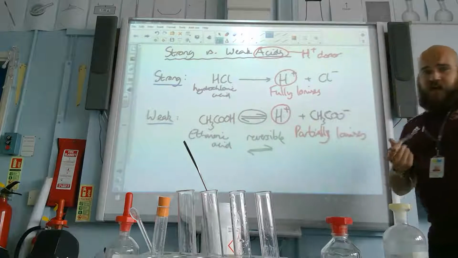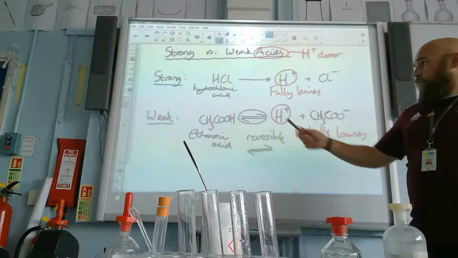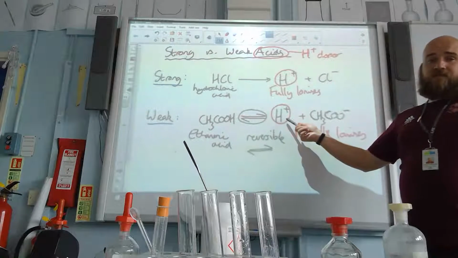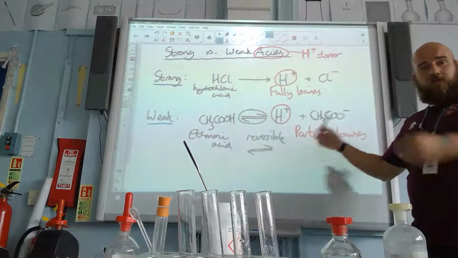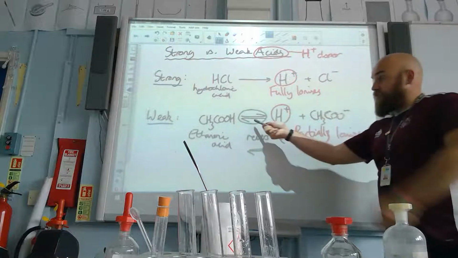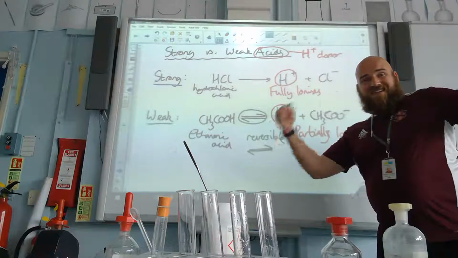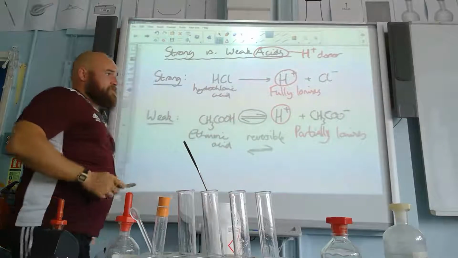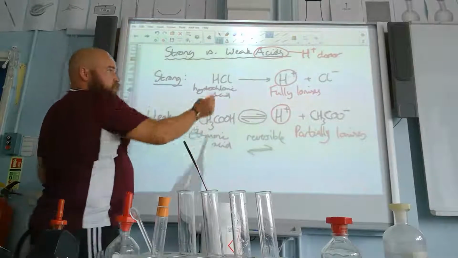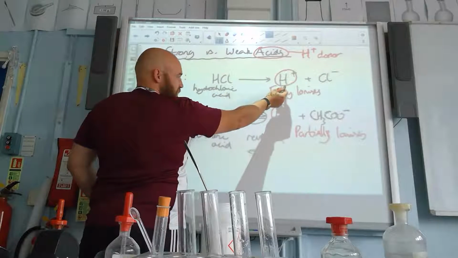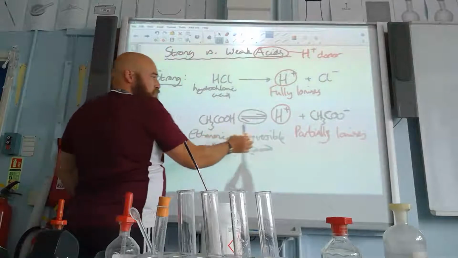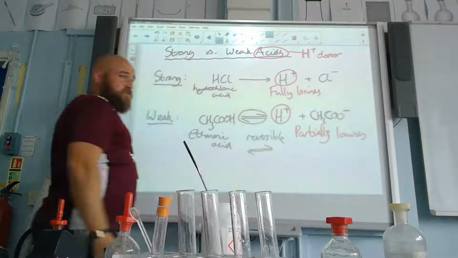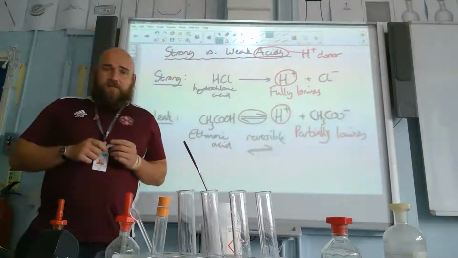So partially ionizes. Will I ever end up with 100% of these things over here? Well, no, because as soon as they're formed, because the reaction is reversible, they can recombine and end up back here. So if I had 100 of these, I'll end up with 100 of these. If I have 100 of these, I'll probably only end up with 2 or 3 of those. So that's the difference, okay?